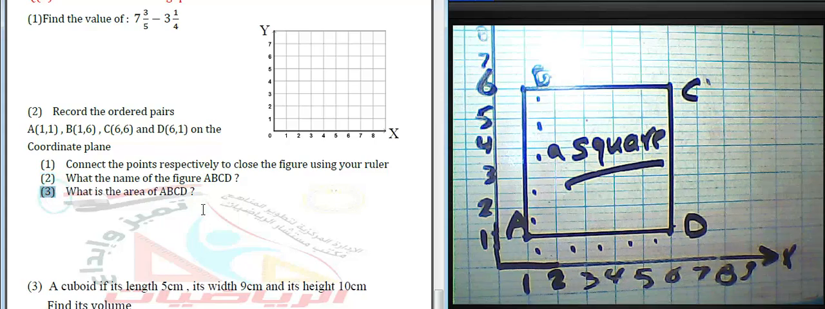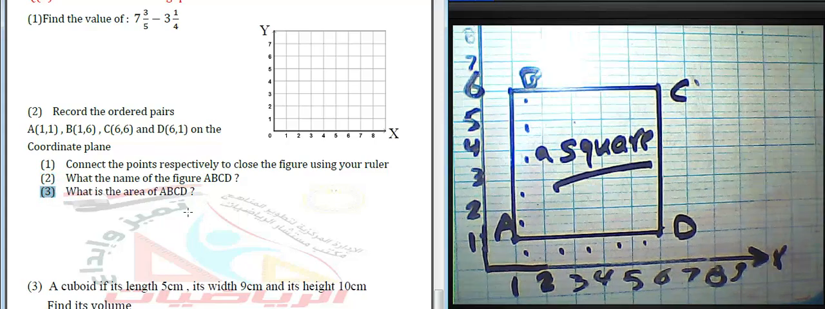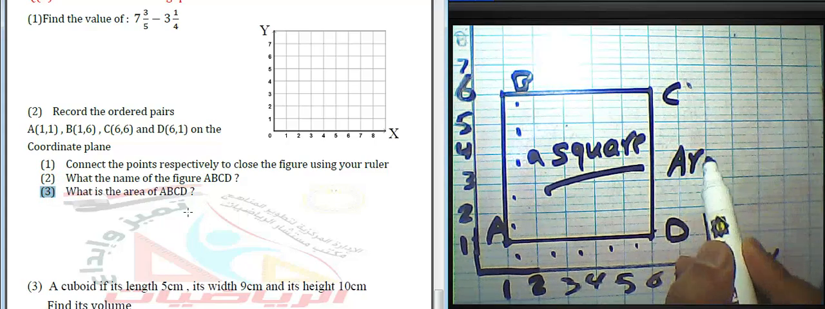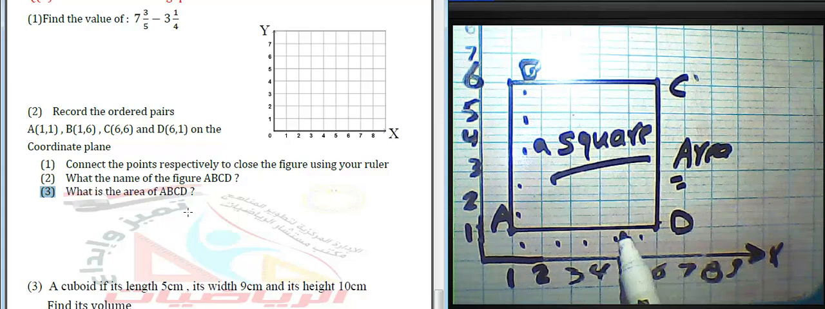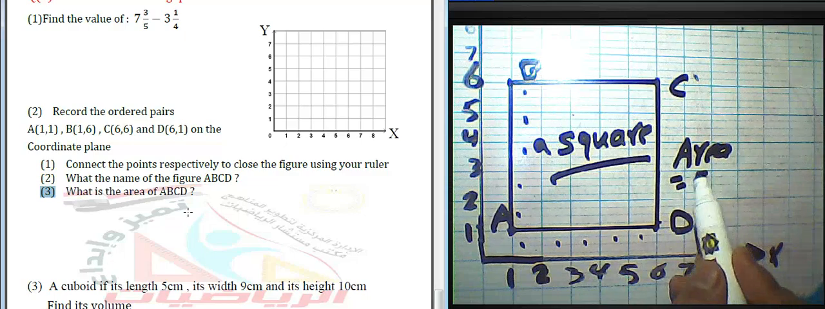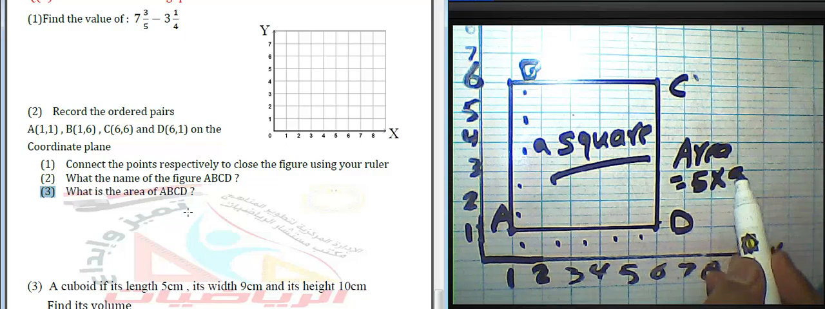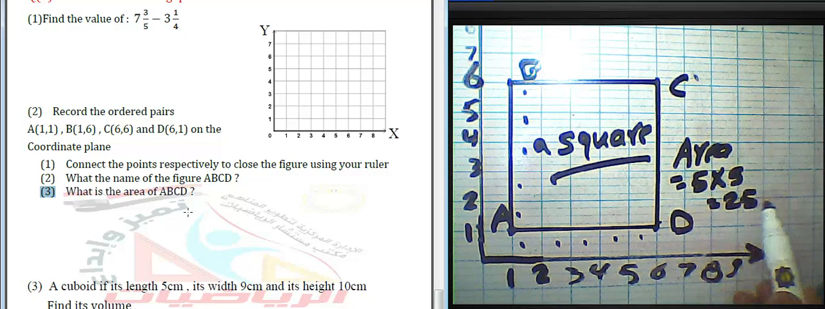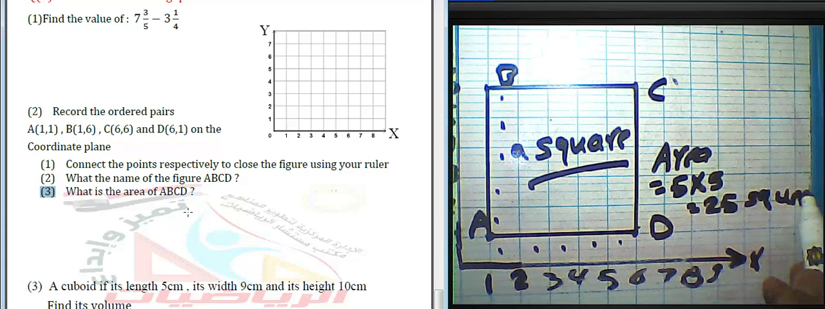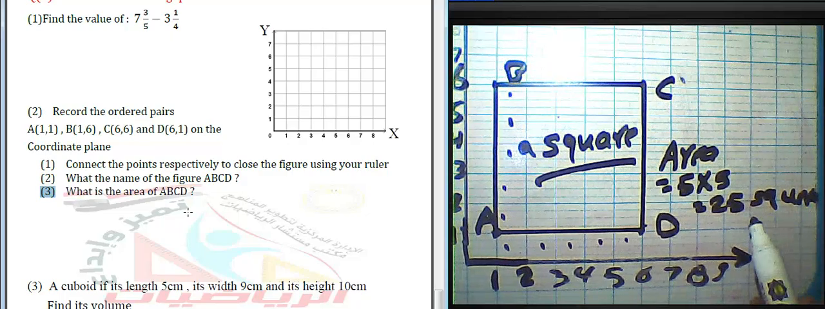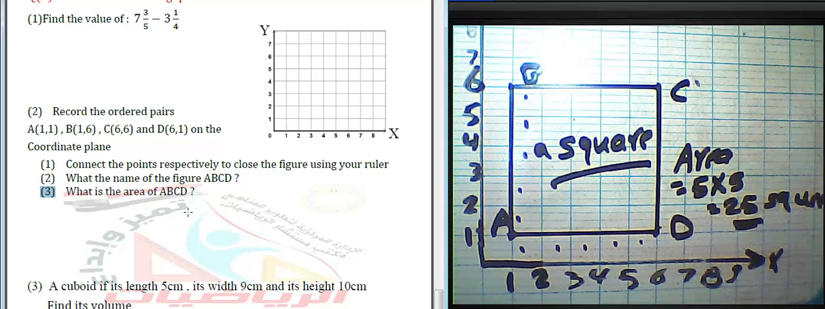Number 3, what is the area of square ABCD? The area of a square equals side times side. The side length here equals 5 units. So the area will be 5 times 5 equals 25 square units. Okay, is it clear to you? The result will be 25 square units. Understood, my students? Okay, last question here, number 3.